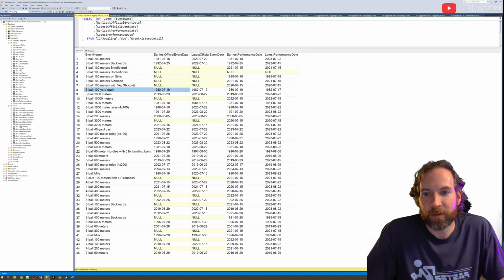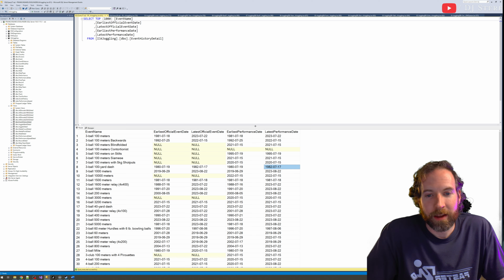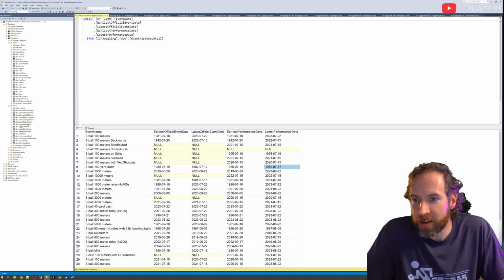You might note here, 3-ball 100-yard dash. First one was in 1980, and then last it was run is 1982. It got replaced by the 100 meters basically, and I'm not surprised by that. But let's take a look at some of the other ones here.